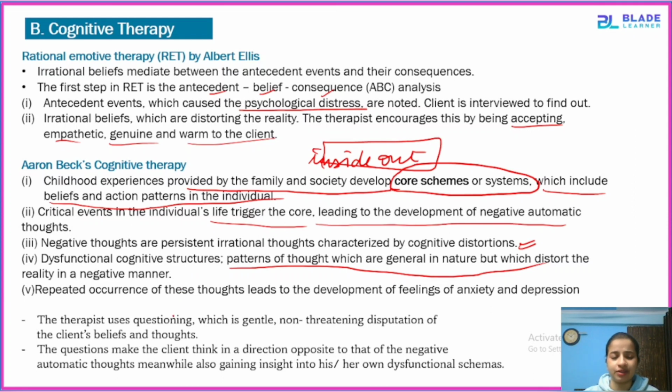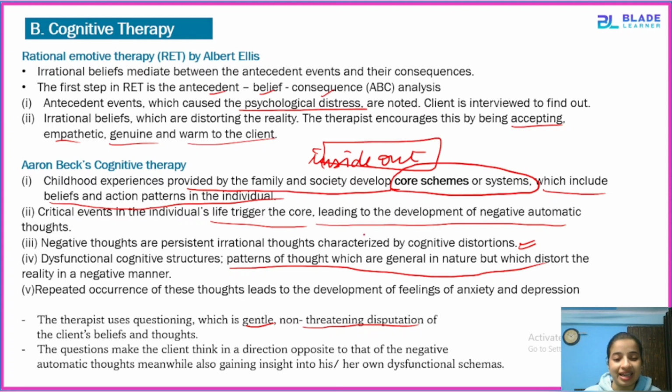So how it works is that the therapist uses questioning, which is gentle, non-threatening disputation of the client's beliefs and thoughts. Like if a client says, I'm afraid of vacuums, I feel that whenever I go near a vacuum, it will suddenly start running and eat me, so the therapist is expected not to laugh, right? You have to be very understanding of why the person feels so. You have to go to the antecedent, that yes, they watched a movie, that is the antecedent, right?